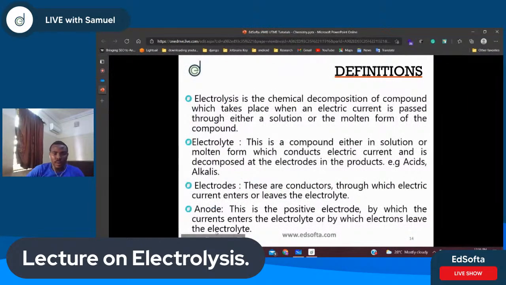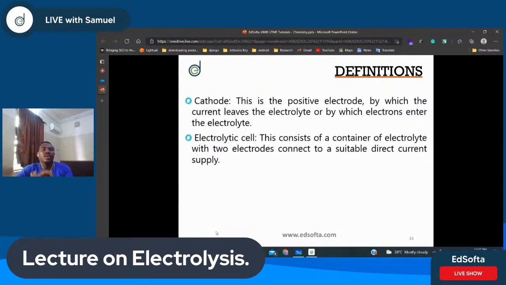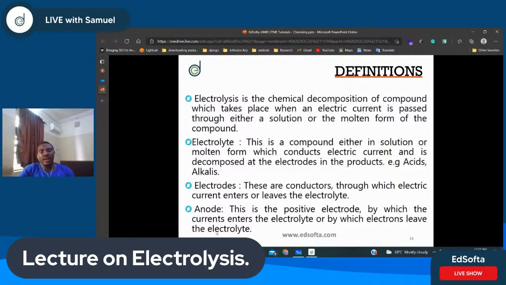So let's continue. There are two types of electrode. The anode is the positive electrode where current enters the electrolyte, or by which electrons leave the electrolyte. The cathode is the negative electrode.